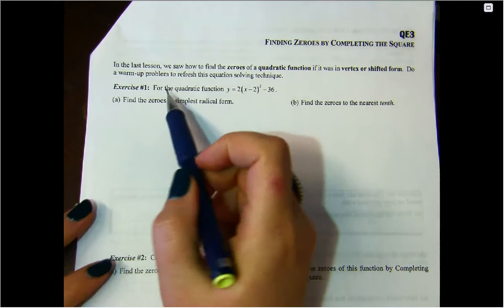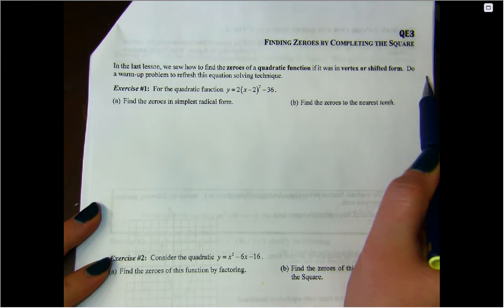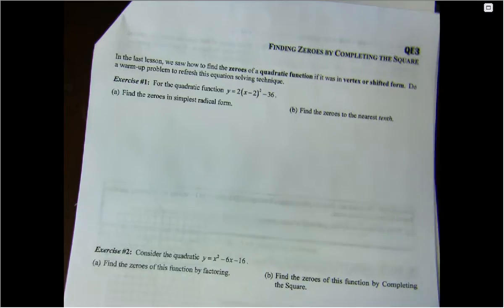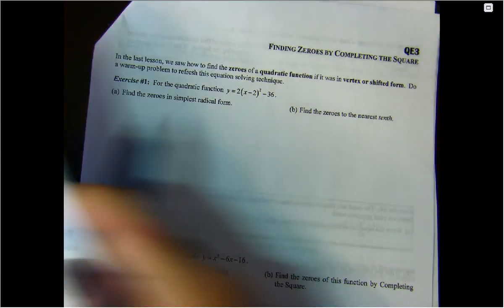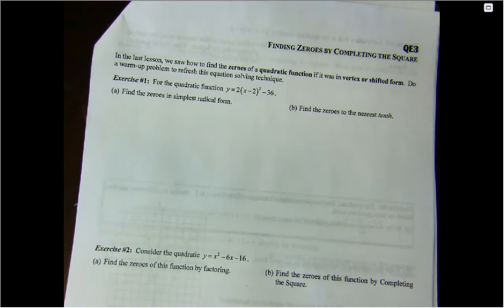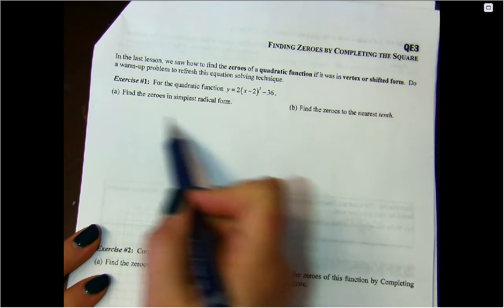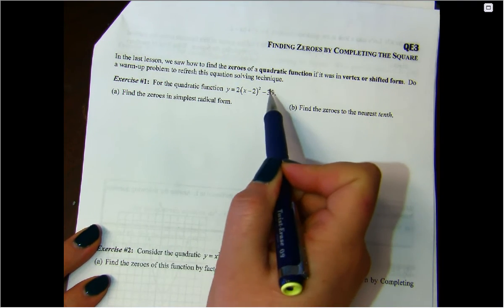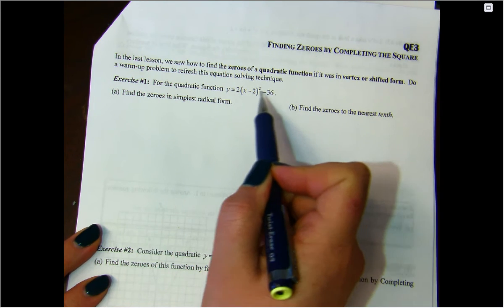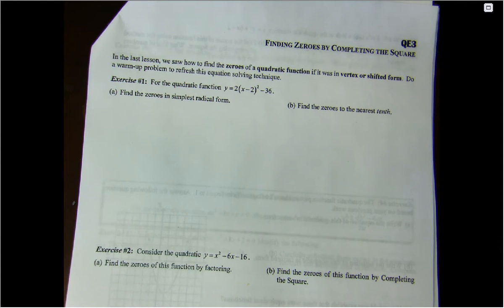So in the last lesson, we saw how to find the zeros of a quadratic function if it was in vertex or shifted form. We did all of these things where we had to simplify the radicals, so on and so forth. What we're going to be doing today is starting off with something that's in vertex form, and then we're going to move forward into factoring and completing the square, okay? So exercise 1 should be a little bit of a review for you.